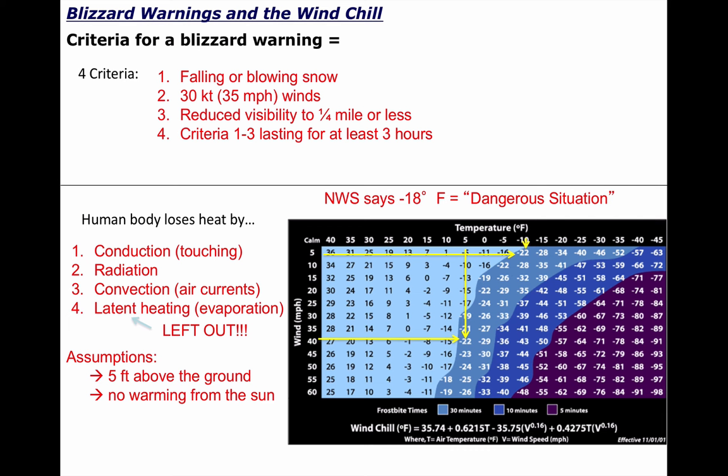Walter's body, by the way, was experiencing temperatures that had already dropped to zero, and the wind speeds were 55 miles an hour. So his wind chill was way down here at minus 32, right down there. And it got worse and worse and worse. Walter got lucky. He turned right and he started to run with all of his might.